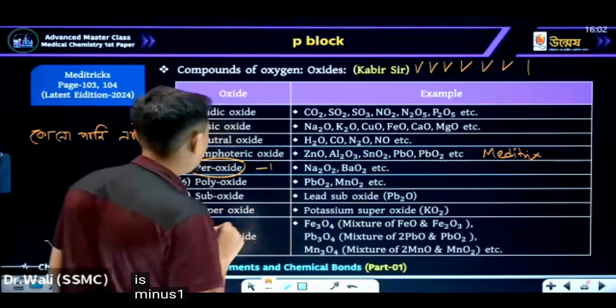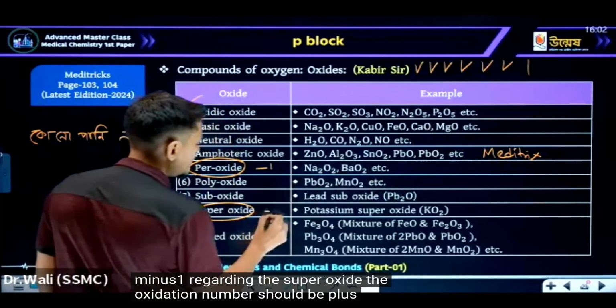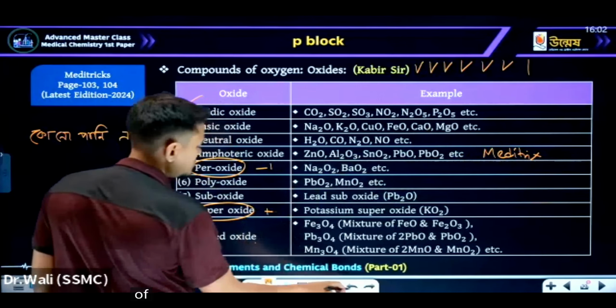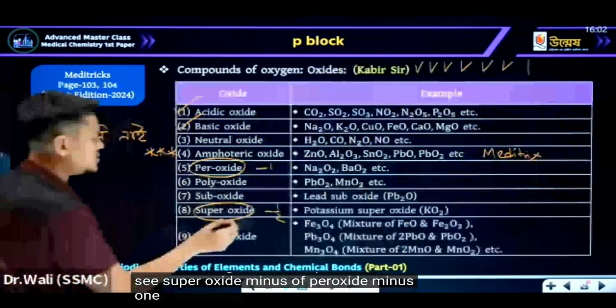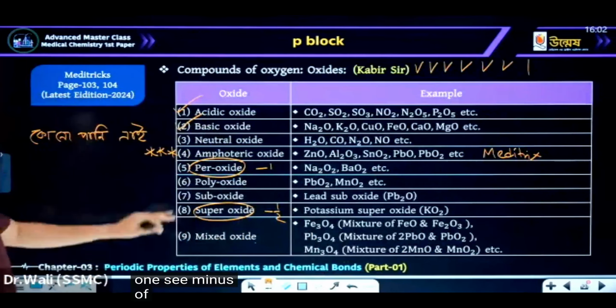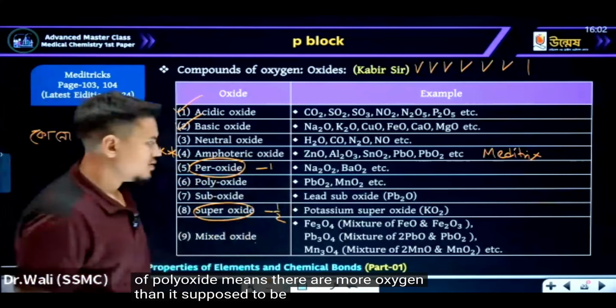Regarding peroxide, the oxidation number is -1. Regarding superoxide, the oxidation number should be... minus half, right? Let's see. Superoxide minus half, peroxide minus 1. Polyoxide means there is more oxygen than it is supposed to have.